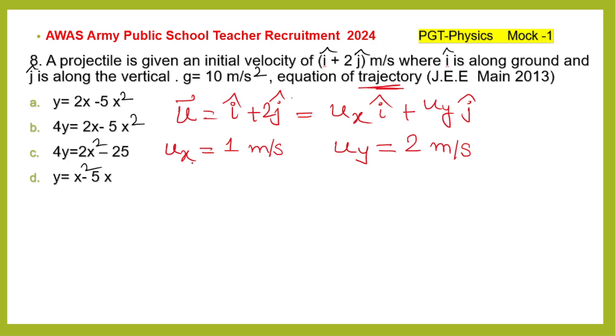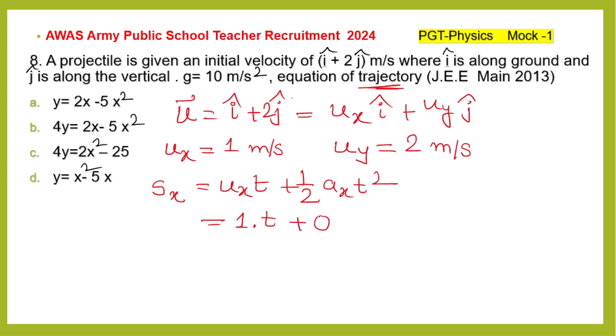Okay, now we are going to find the distance covered in t seconds along the x-axis, denoted by Sx, that is Ux t plus half ax t square, our equation of motion. Put in the values, it gives 1 into t plus 0. Why? There is no acceleration along the x-axis.